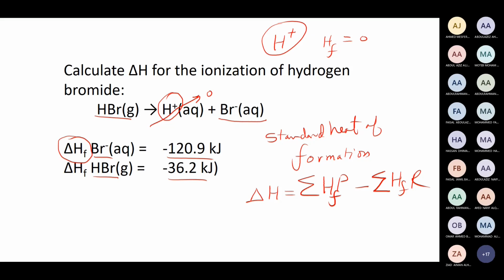So what's delta H for this reaction? Give me the answer. It's minus 84.7. Yes. It's actually the product, you keep it as it is, so it's minus 120.9, minus times minus, because this is minus product, times minus 36.2 for the reactant, and the answer is 84.7. How easy?